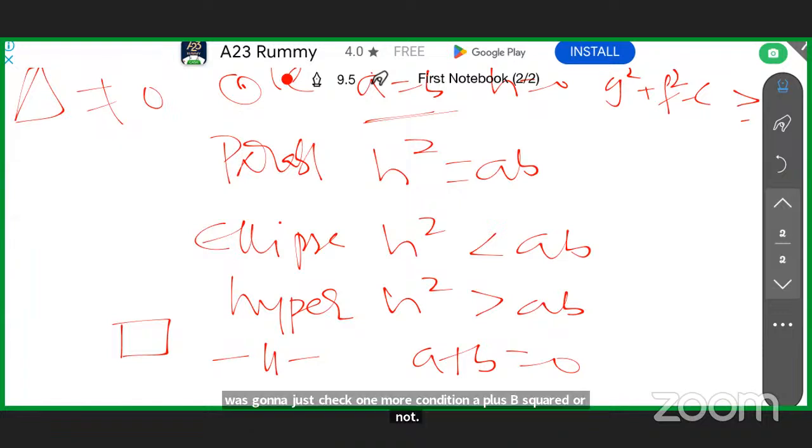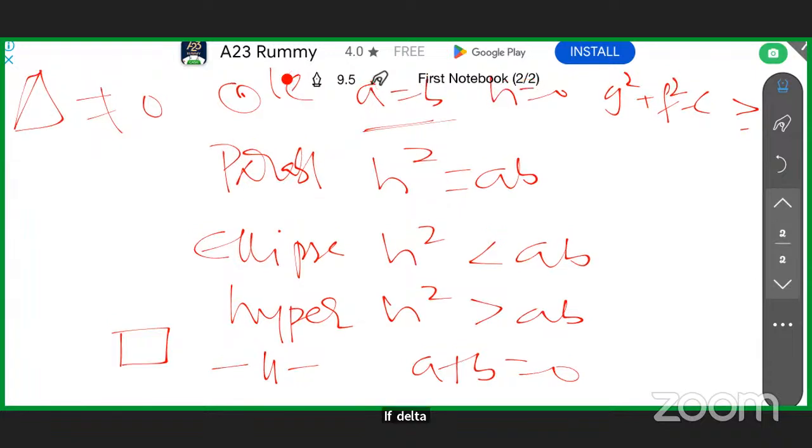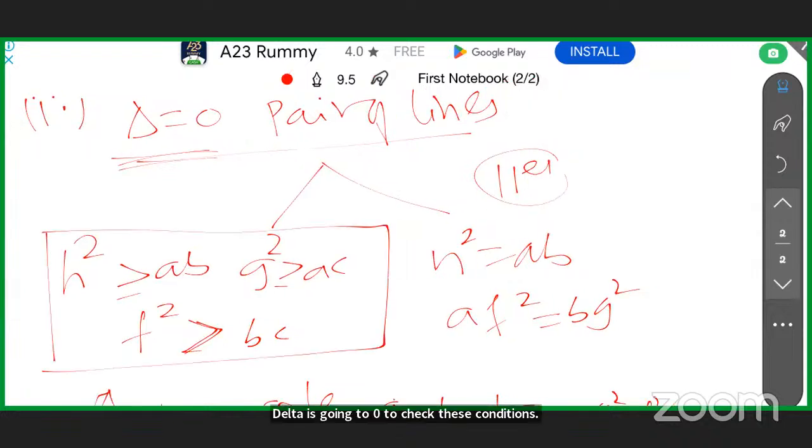So now we'll solve some problems based on this concept. Sir, if delta is equal to 0, what are the conditions to satisfy? If delta is equal to 0, you have to check H square greater than or equal to AB. If H square is greater than AB, no need to go further, because only two conditions are there: H square is equal to AB, or H square is greater than AB. If H square is equal to AB, go to the next step to see whether G square is greater than or equal to AC. Okay, sir. So please take note of these test conditions.